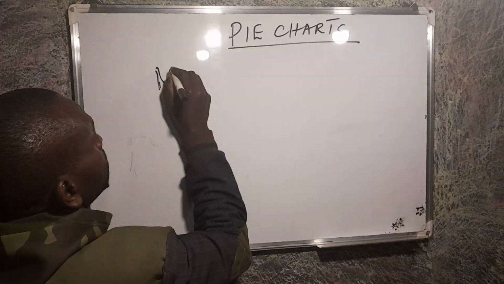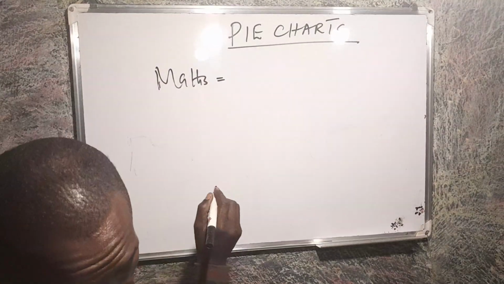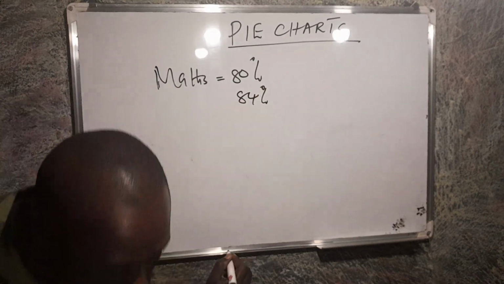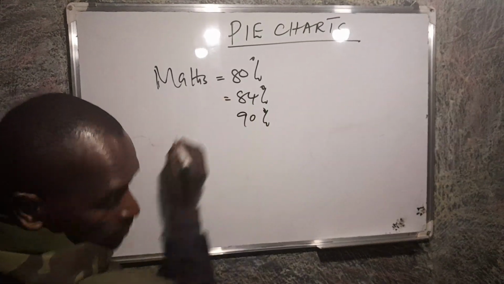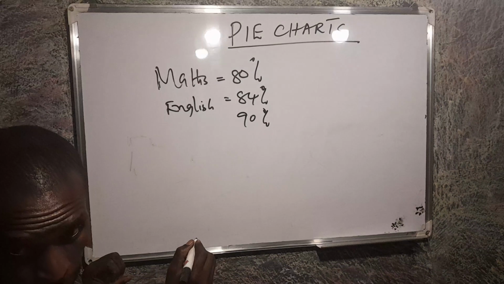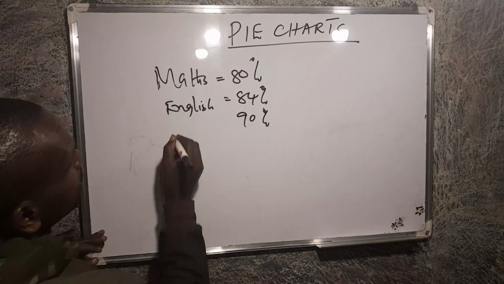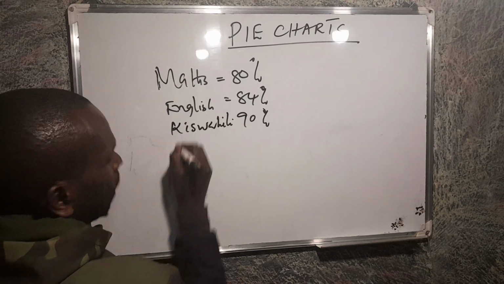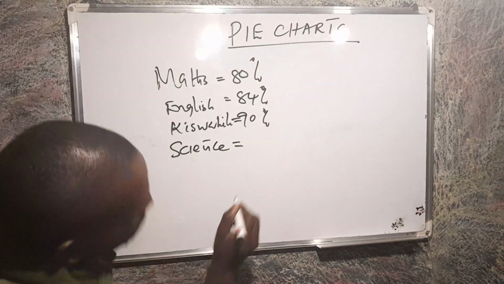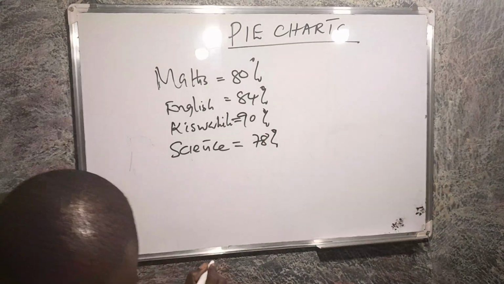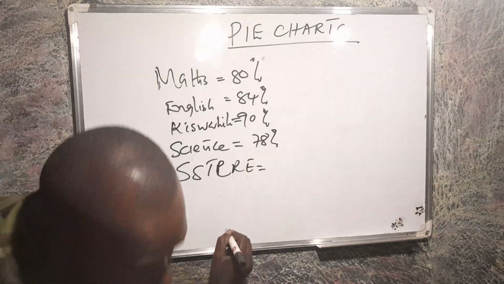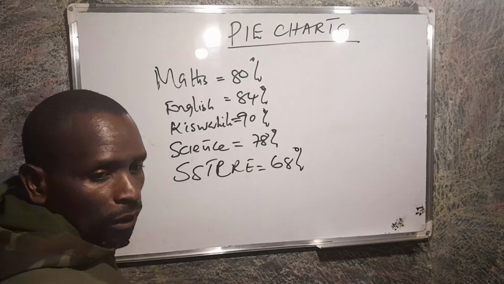Maths, what have I been told? Maths I have said 80%. And this other one is 84%. And this other one is 90%. Maths, this is English. Then Kiswahili, this is Kiswahili. And science scored 78%. Then social studies and religious education 68%. And this one was drawn on a pie chart.